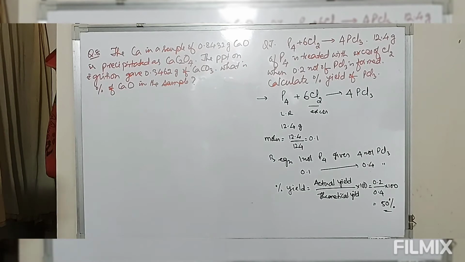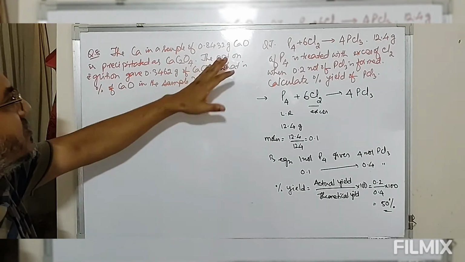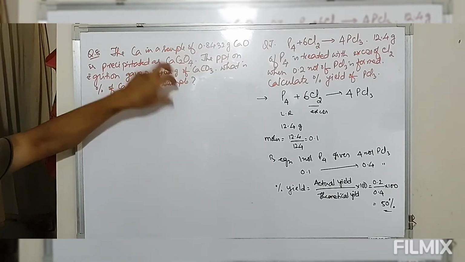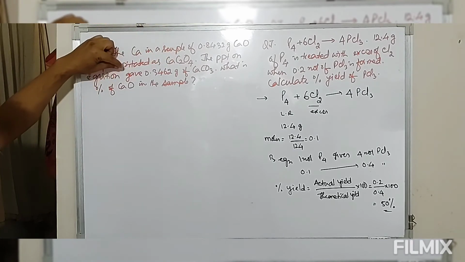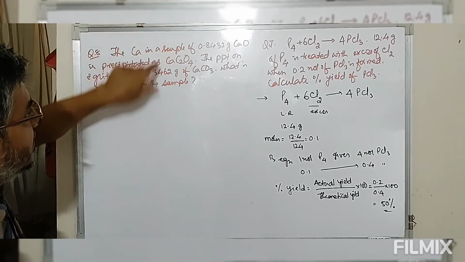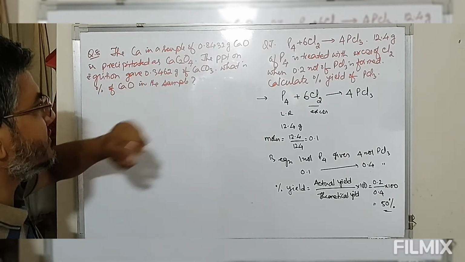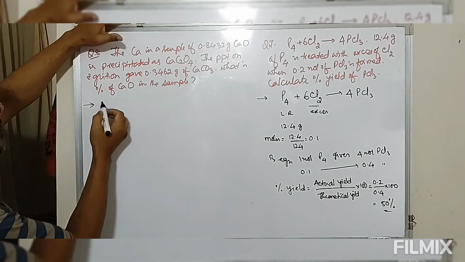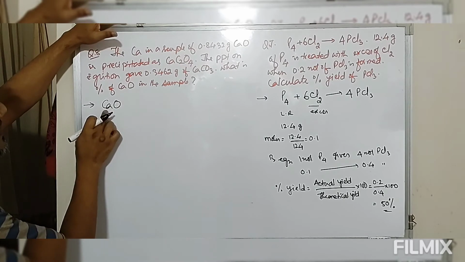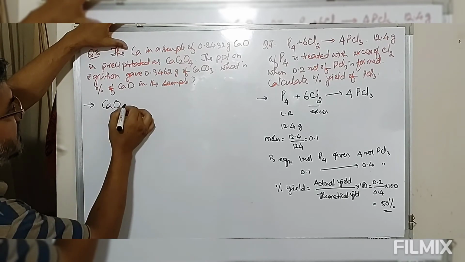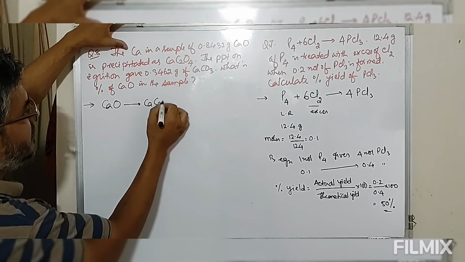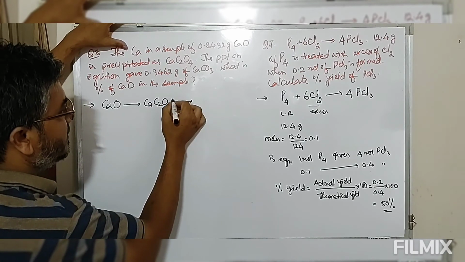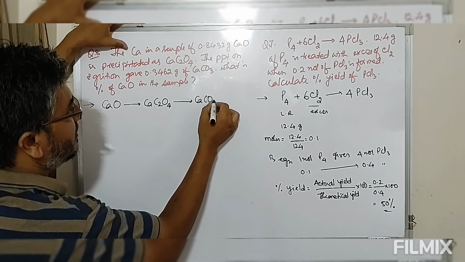Now look at this. We have a sample of calcium oxide. The whole of the calcium present in this sample is precipitated as calcium oxalate. Now this oxalate on ignition, that is heating, gives 0.3462 gram of calcium carbonate. Then question says what is the percentage of calcium oxide in the sample? So if you look at this question carefully, we have a sample of calcium oxide containing calcium. The calcium present in calcium oxide is converted into calcium oxalate. Now this calcium oxalate on heating is converted into calcium carbonate.